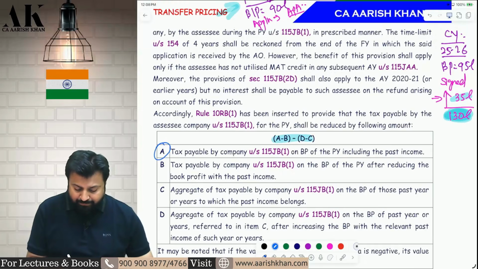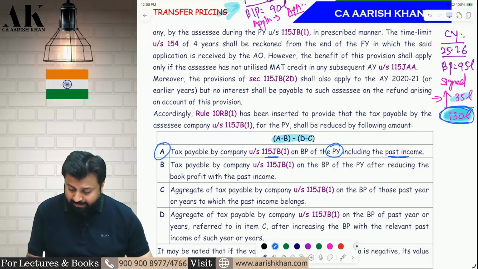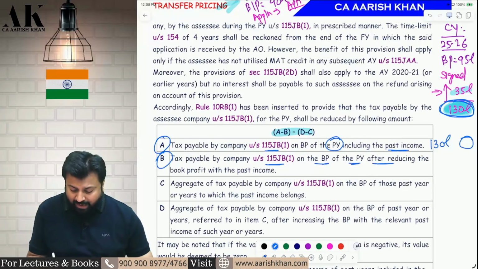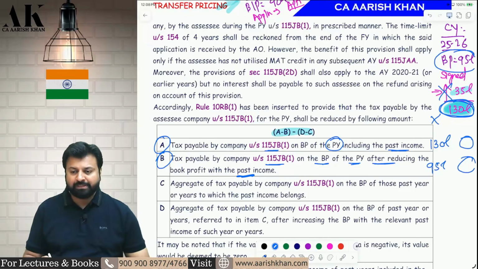A is the tax payable by the company under 115JB on the book profit of the current year, including past income. So now you have to compute the book profit of the current year, including past year income. So first you will compute tax on 30 lakhs. Then what is B? B is the tax payable by the company on the book profit of the current year after reducing the past income. So now you will not take the past year income. So you will now compute book profit tax on 95 lakhs. So this will give you A minus B.